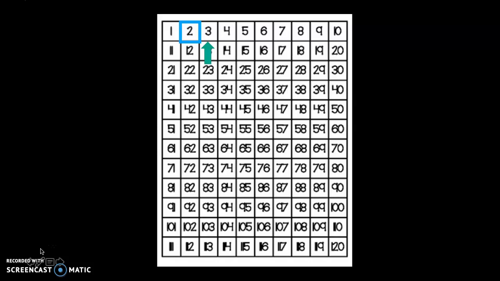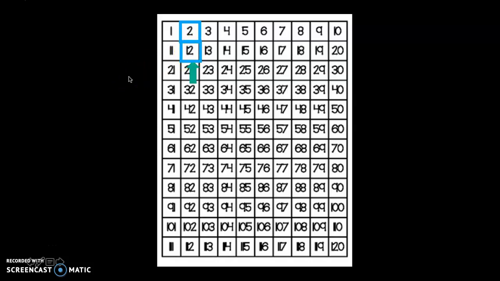So there's one number, 2, 3, 4, 5, 6, 7, 8, 9, and 10. So that's 10 numbers. So going from 2 and counting 10 more, it would go to 12. Notice I had 2 ones, and I still have 2 ones. All I did was add a 10. So now I have 1 ten and 2 ones.